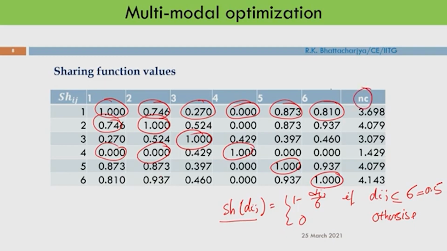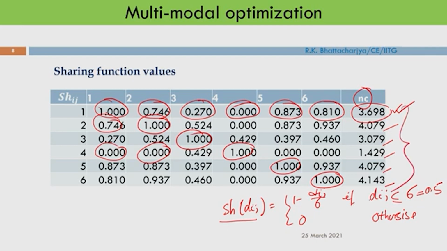Now, what is the niche count, NC? This is the summation of all the sharing function values. So, if I add all these things, 1 plus 0.746 plus 0.27 plus 0.873 plus 0.810, I should get 3.698. So, this is the summation of sharing function values from 1 to 6, and for the next you are getting 4.079, and here you are getting 3.079, here 1.429, here 4.079, and here 4.143.